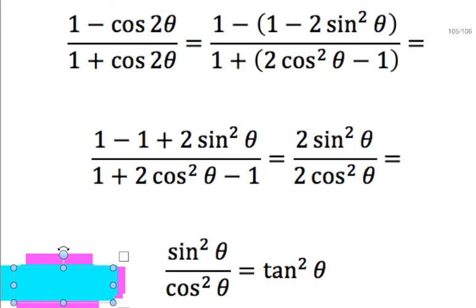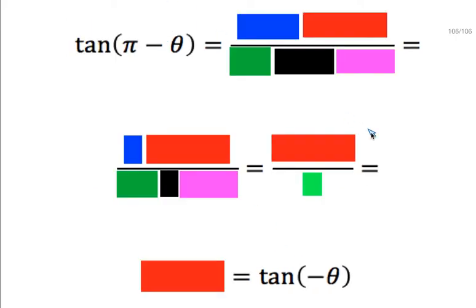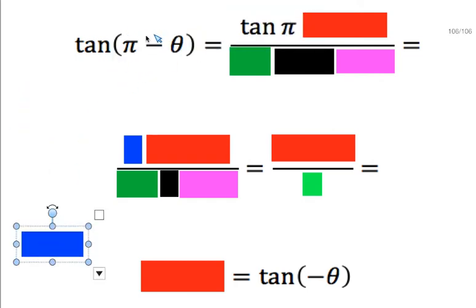I think we just have one more. Yep. Sum and difference identity with tangent. This time we have pi minus theta. So we're going to go ahead and expand the difference identity for tangent.